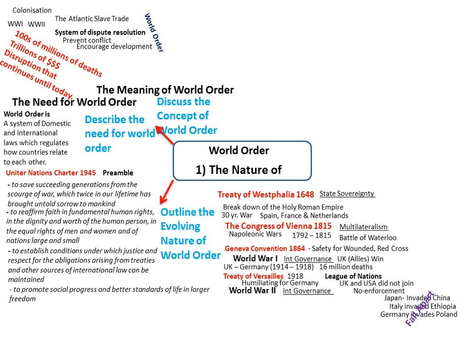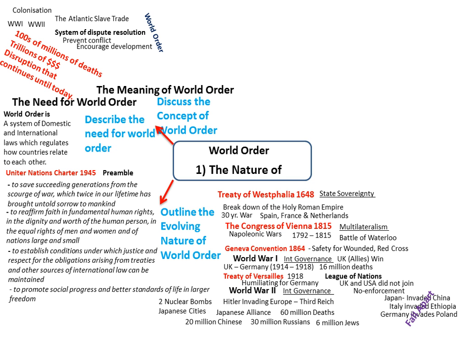And so the League of Nations falls apart. Germany invading Poland was all part of World War II, and this is Hitler invading Europe. He wanted to establish a Third Reich. He had a Japanese alliance. Anyway, this was an amazingly devastating war. 60 million deaths, 20 million Chinese, 30 million Russians, and 6 million Jewish people died there. It also had 2 nuclear bombs detonated on 2 Japanese cities. Just this horrendous loss of life.